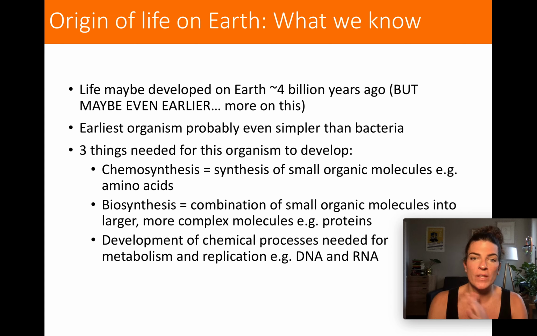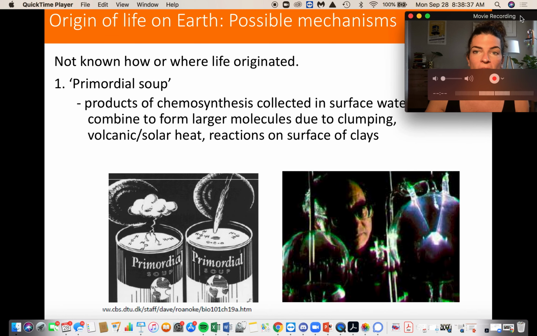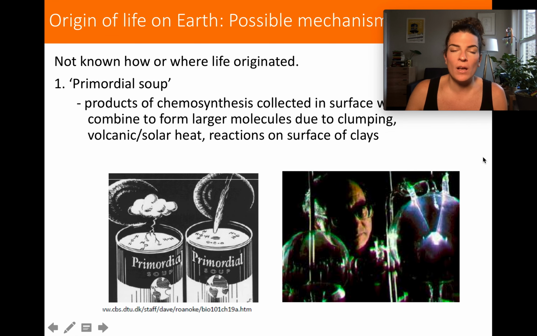Okay, so first you have chemosynthesis, which creates amino acids. Then you have biosynthesis, which creates proteins from amino acids. And then you have the creation of DNA from those proteins. Okay, these three things needed to happen in order for there to be the first life on Earth. We don't know when or how or where life first originated.